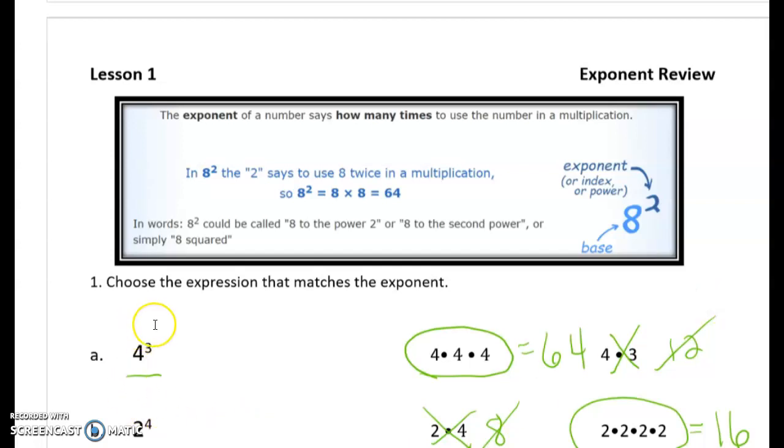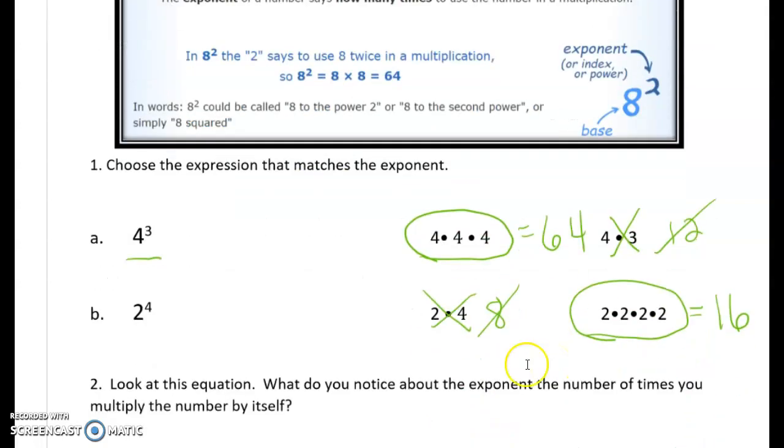A, 4 to the third power is written as 4 times 4 times 4, which if you put in your calculator equals 64, not 12. So it's the base times itself that many times. 4 times 4 times 4, which equals 64, not 12.